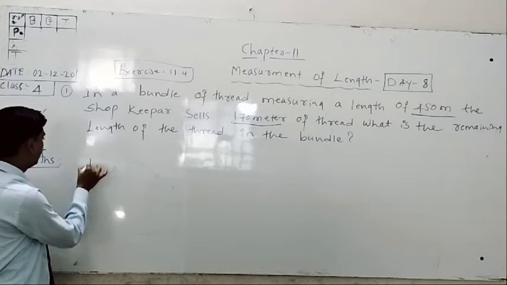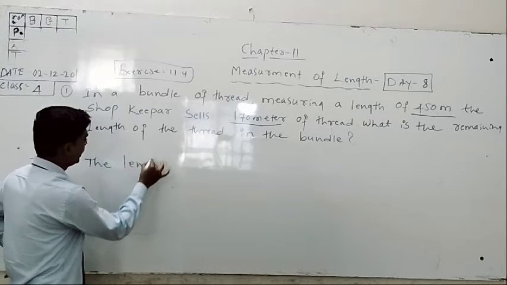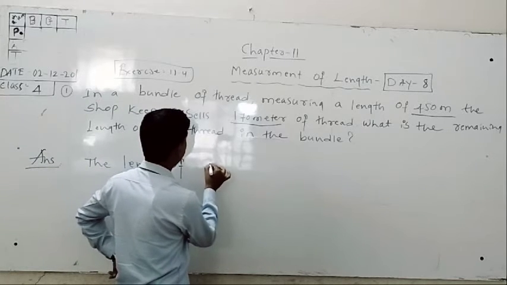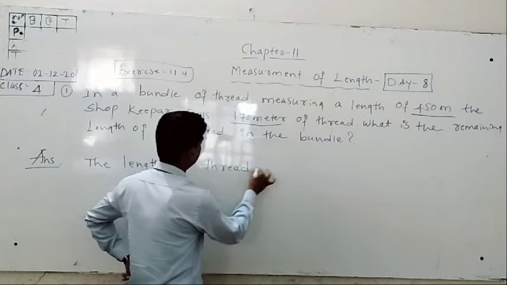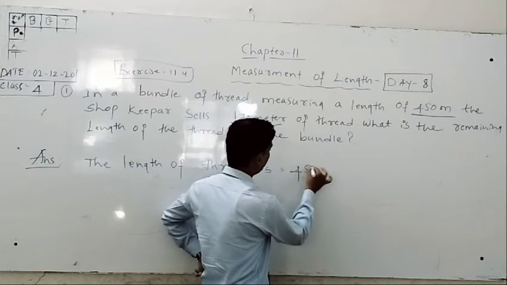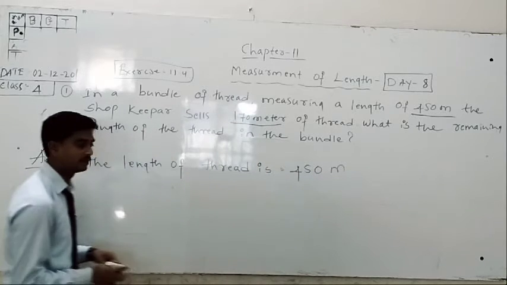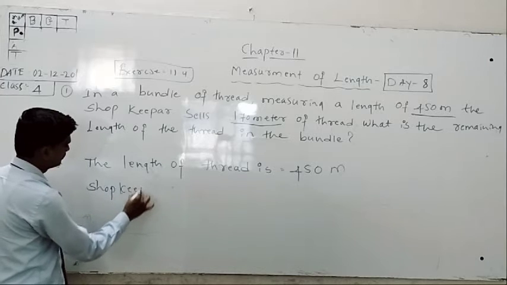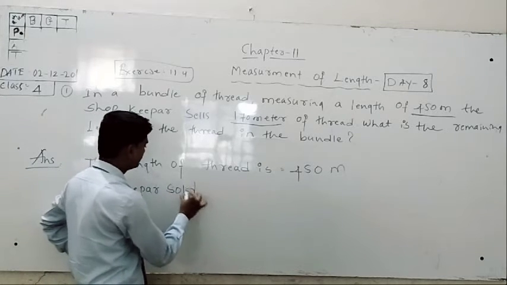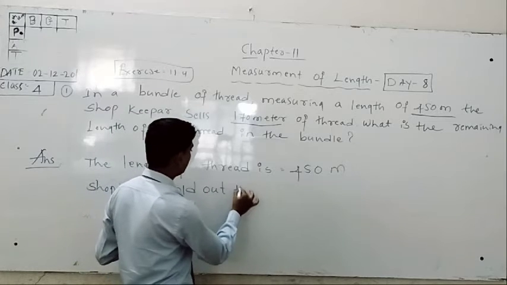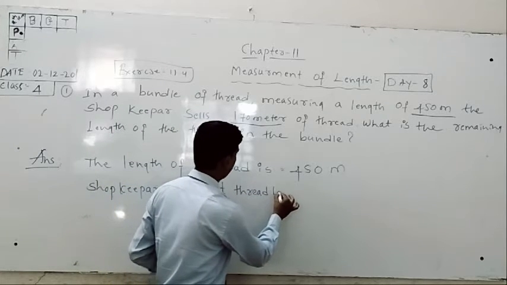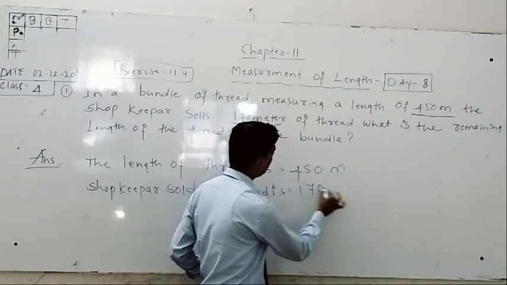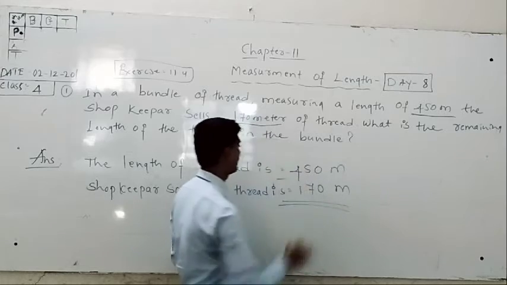Then the length of thread is 450 meter. Understand? Then shopkeeper sold out thread is 170 meter. Then you have to subtract.